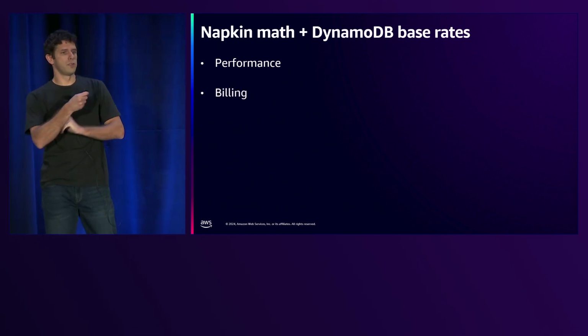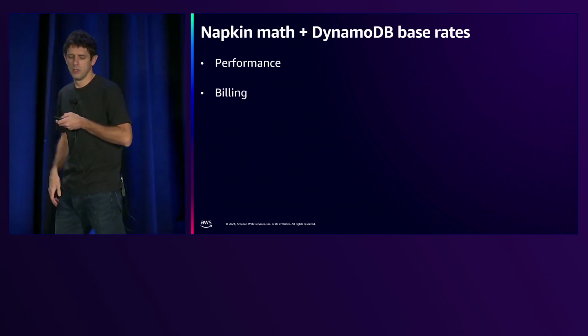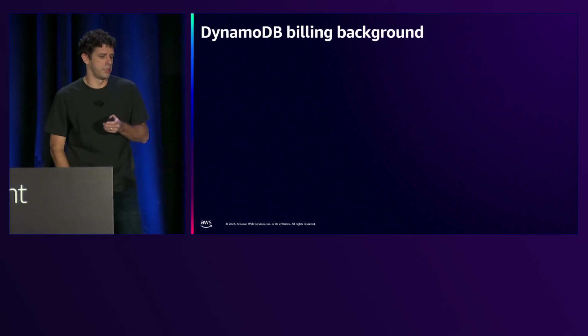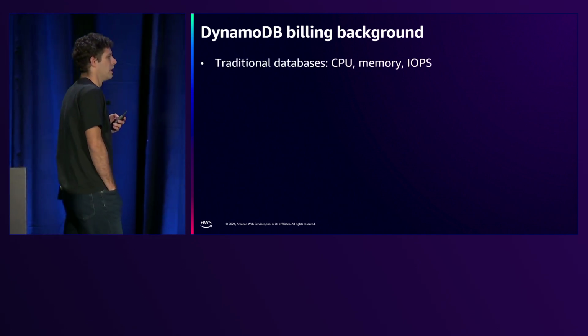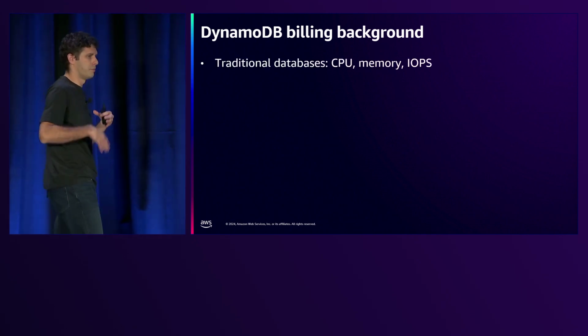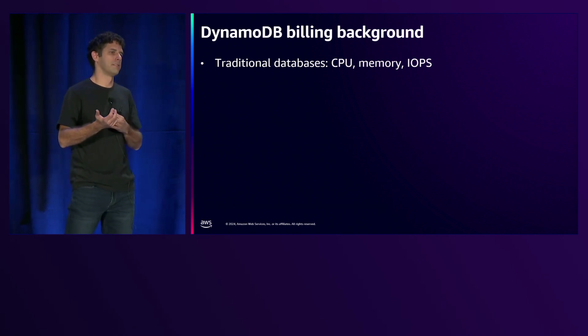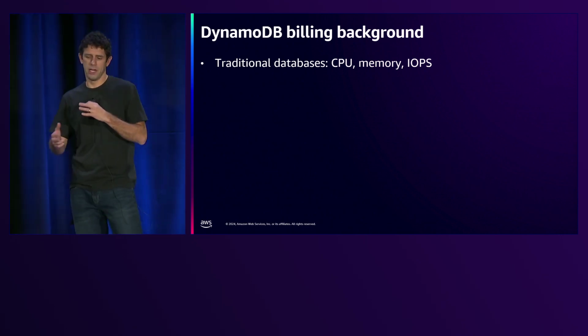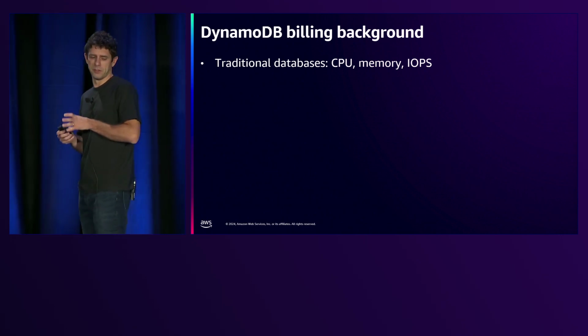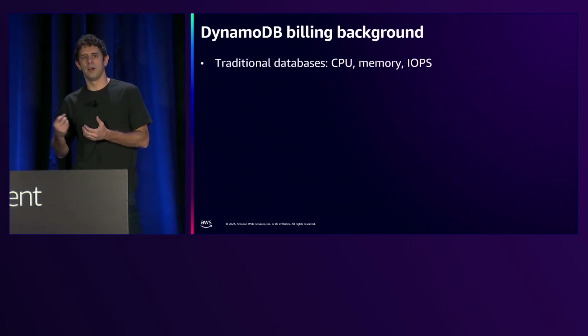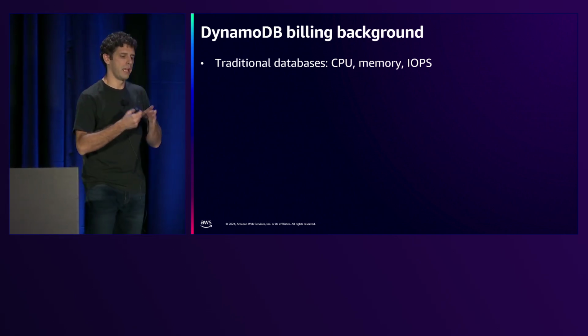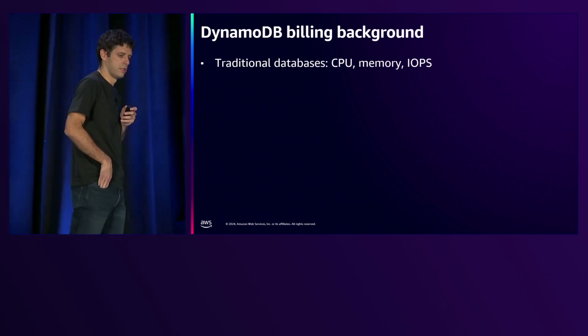I think it's also useful to understand billing base rates as you're starting to do modeling with DynamoDB. So just some billing background on Dynamo and how it works. If you're thinking about a traditional database, you're going to get charged based on some sort of instance you provide, which has a collection of CPU and memory. Maybe IOPS are included, maybe you're paying for those separately. But basically, regardless of the number of operations you're doing, you're paying for this basket of resources.